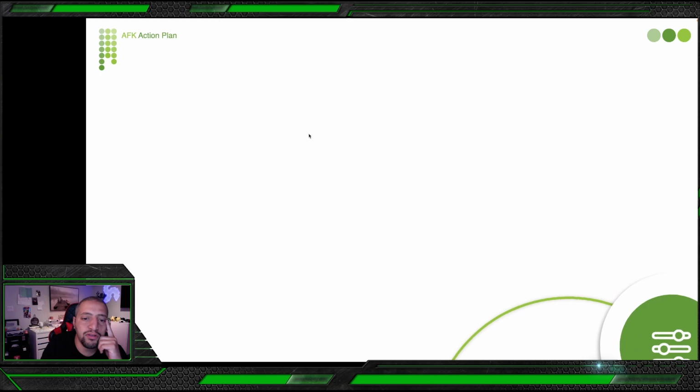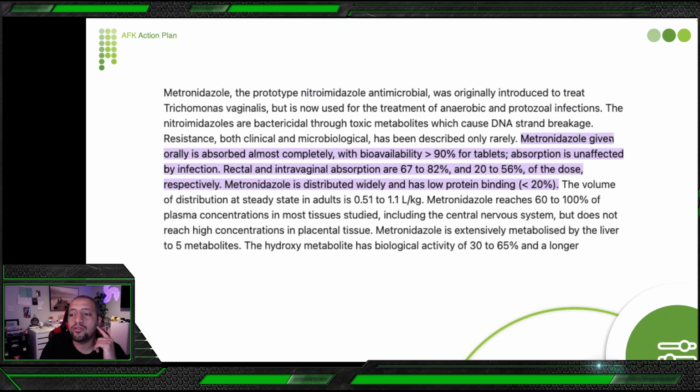Okay? Let me give you the reference here. Metronidazole given orally is absorbed almost completely, with bioavailability more than 90% for tablets. Absorption is unaffected by infection. Rectal and intravaginal absorption are 67 to 82% and 20 to 56% of the dose respectively. Metronidazole is distributed widely and has low protein binding, less than 20%. And then he goes on to speak about it. So the information I want you to know is that the bioavailability of oral metronidazole is more than 90%, which is almost 100%, which is not usual with oral medication, but as you can see here.